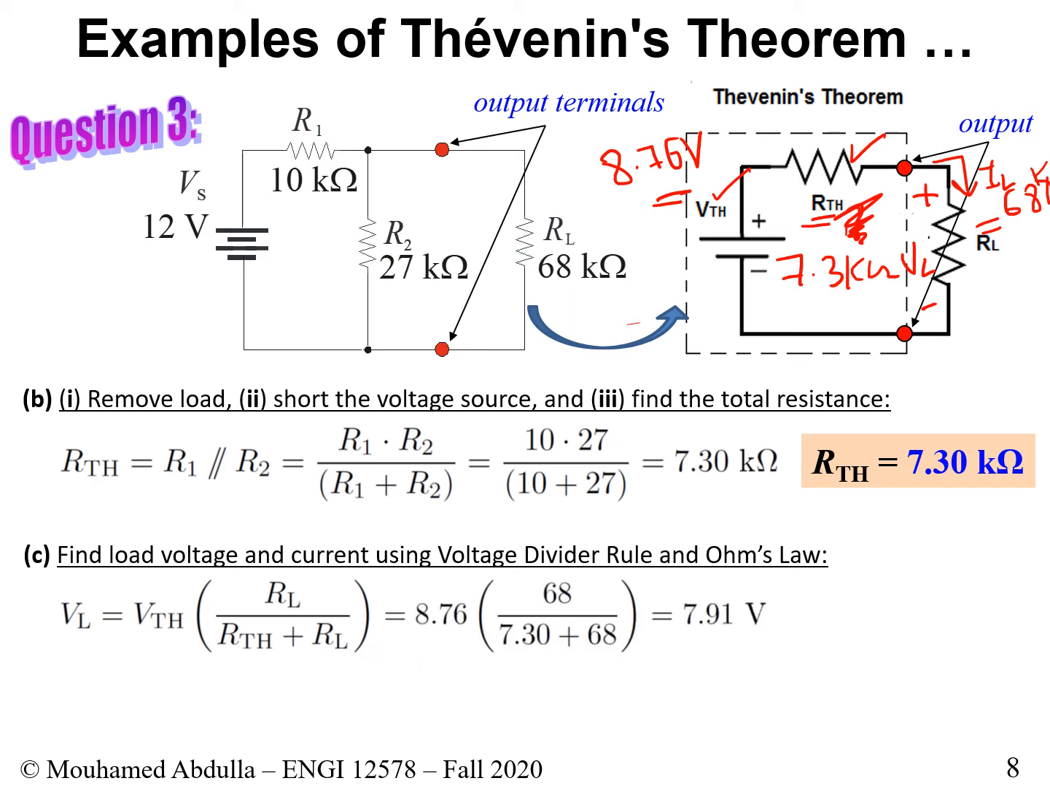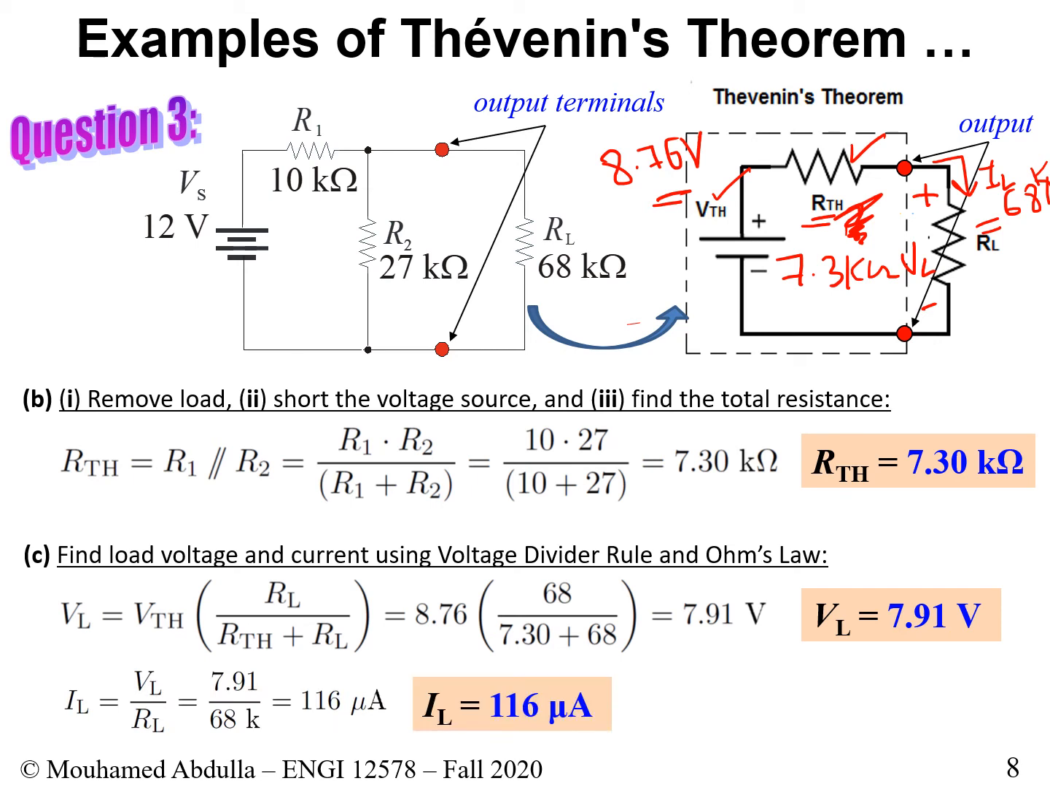The value that we have for VTH is 8.76 here. We put on top RL, this is what we're looking for, the voltage that is consumed by this load, and the total resistance, which is RTH, which we found to be 7.3 kilo, plus 68, the load. This is what we do. We do the ratio, and that gives us a value of 7.91 volts. So VL, the voltage of the load, is 7.91 here.